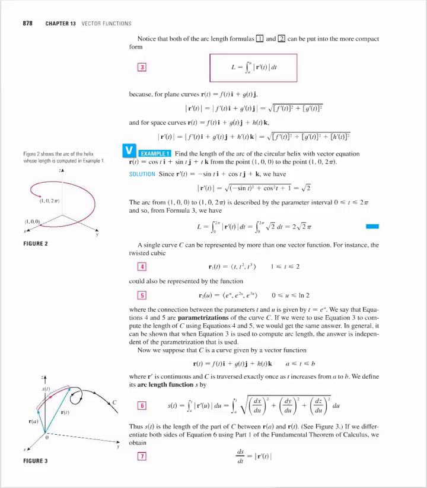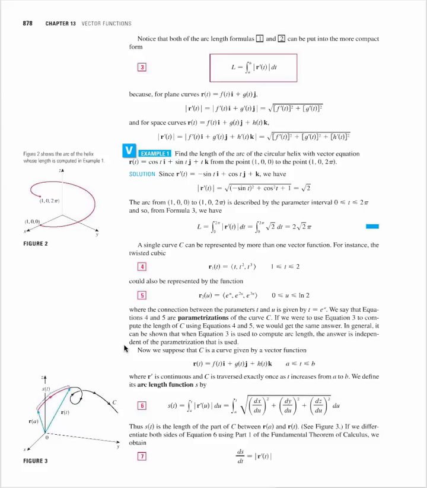Now, right below example 1, starting in the middle of the page, there's a really good discussion about how more than one vector function can represent the same curve in space, and these are called different parameterizations of the same curve. Now, it doesn't necessarily make that clear. The idea here is that arc length doesn't depend on which parameterization you've chosen.